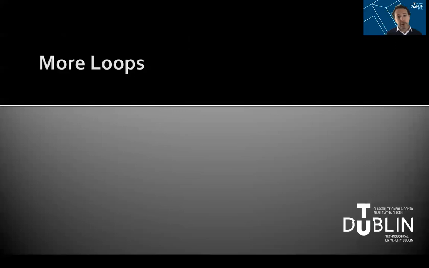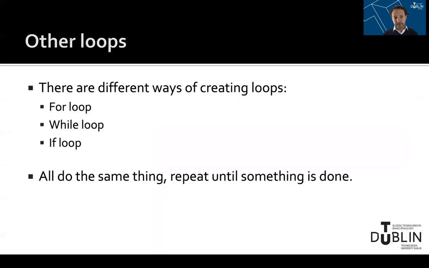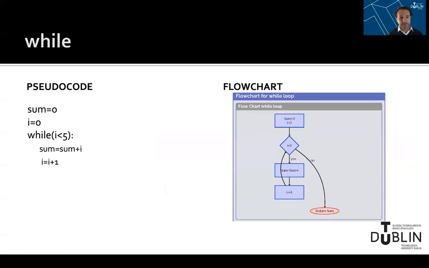So there's more than one way of doing a loop. There's a for loop we just did. I'll talk about a while loop and then an if loop. All these are the same. They're doing the same thing. What it says is repeat until something. Do until something. So for a while loop, what we have is sum is equal to 0, I is equal to 0, and while I is less than 5, do everything in here and then return sum.